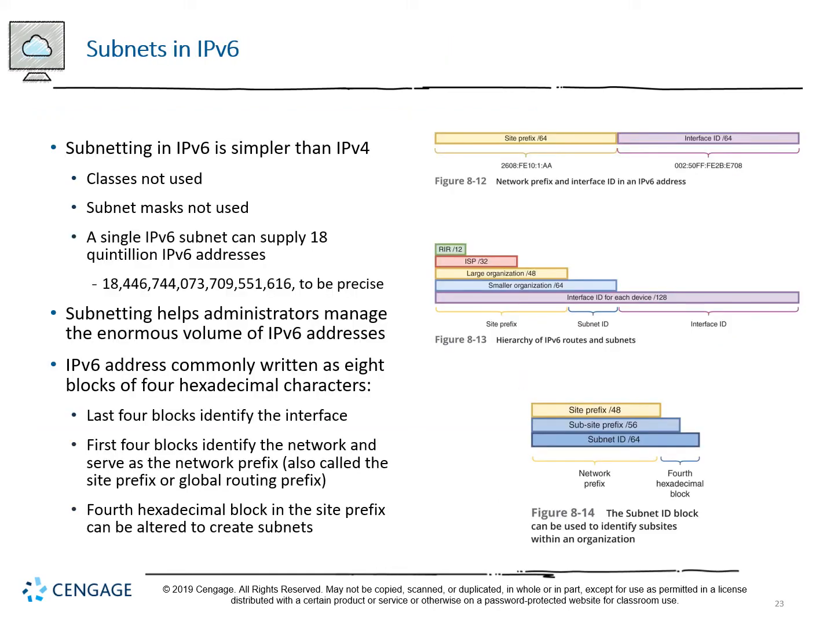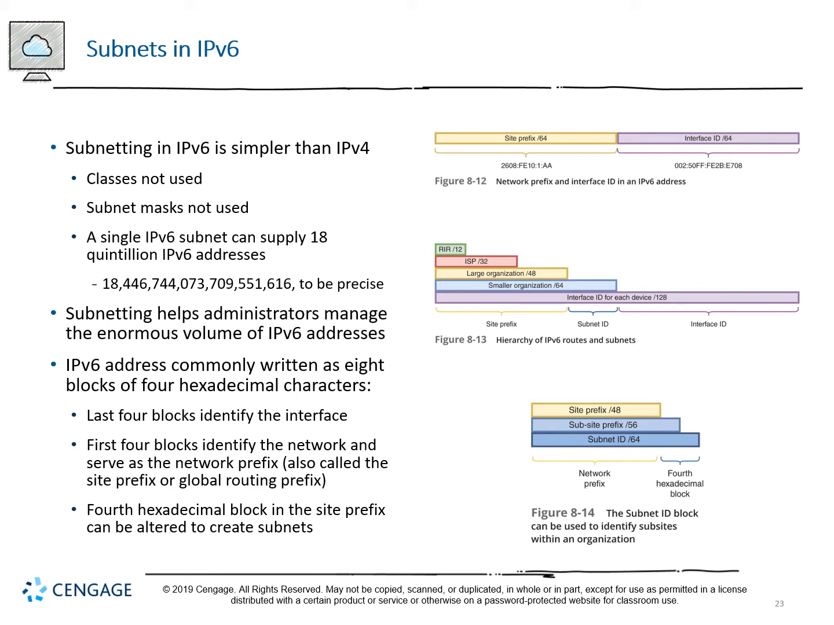So subnetting in IPv6 is way, way simpler than IPv4. We don't use class divisions because we don't have to. The octet structure is not there, obviously. We're using hexadecimal, and we're using an address space that's 4 times the length. So it supplies 18 quintillion IPv6 addresses in a single subnet. We don't really need it. Subnetting does let us manage the volume of IPv6 addresses, however. If we were to assign everything out individually, it would get really messy. So subnetting lets us block things off so that we can still have a manageable group of addresses.